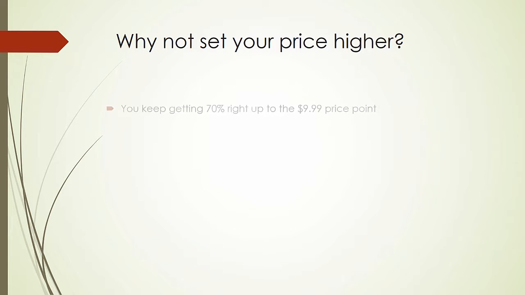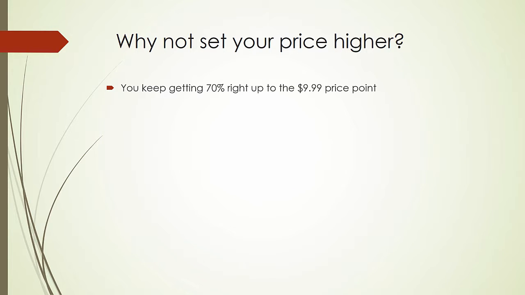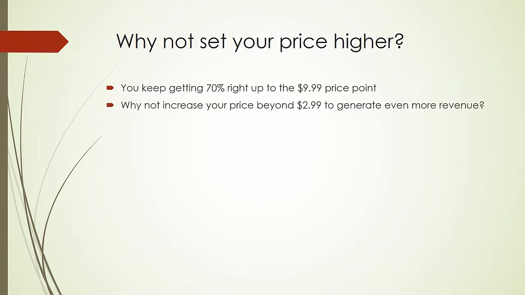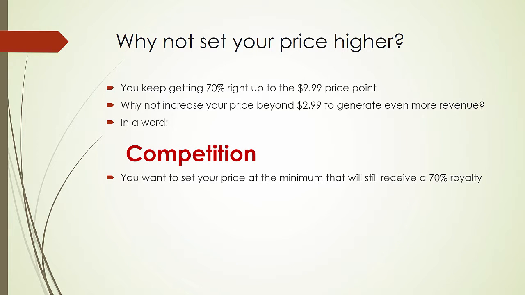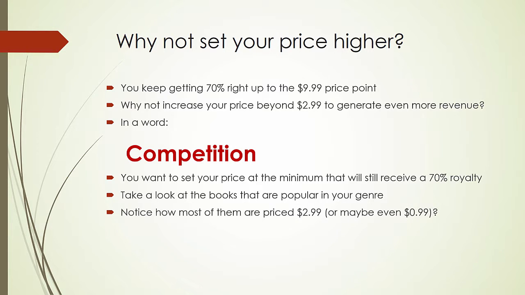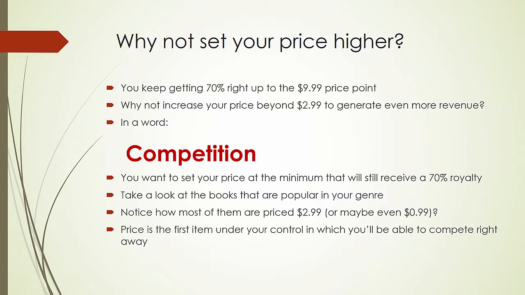Now, why not set your price higher? After all, you keep getting 70% right up until $9.99. Why not increase your price beyond $2.99, all the way up to $9.99 to generate more revenue? In a word, competition. You want to set your price at the minimum that will receive a 70% royalty. Take a look at the books that are popular in your genre. You're going to see that a lot of them are priced at $2.99 or even 99 cents. Price is the first item under your control in which you're able to compete with your competition.